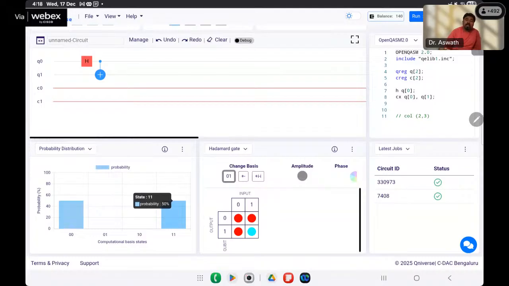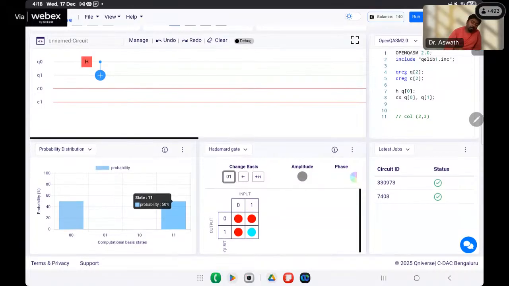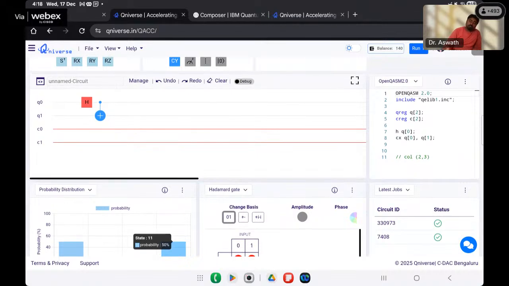It's a simulator. It gives you an absolute value. So this is an entanglement circuit for you. Now I am not going to do entanglement. What I am going to do is the Bernstein-Vazirani algorithm.